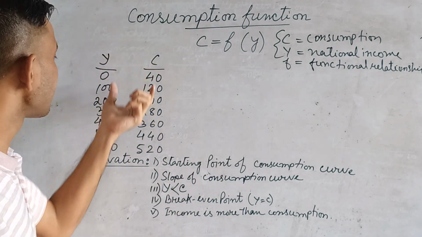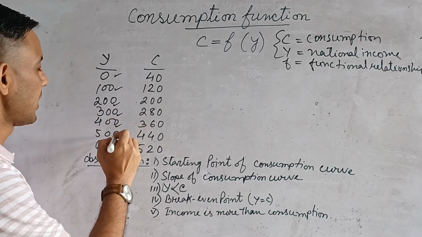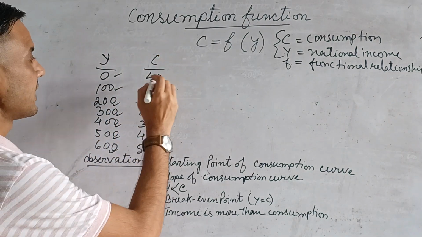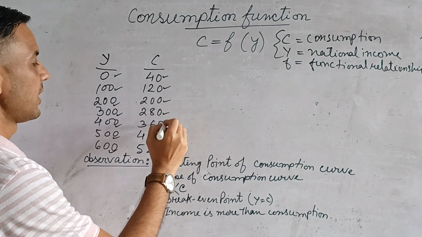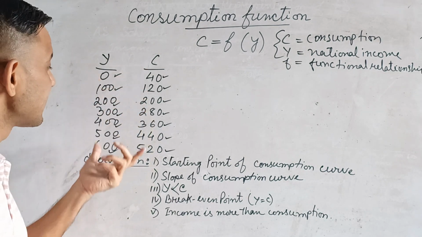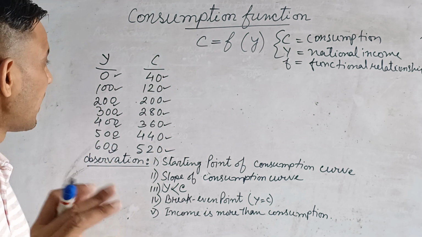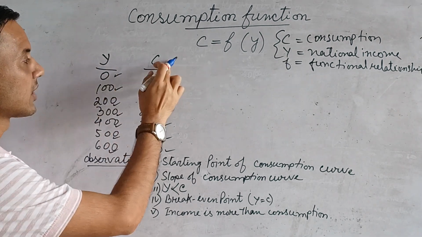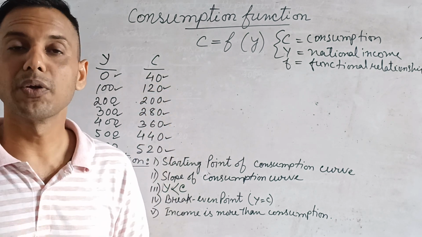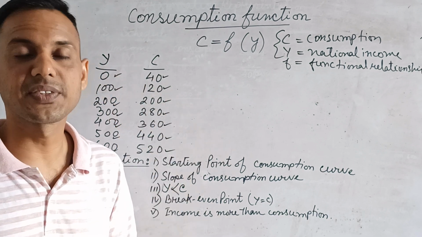So now you see this one. Suppose we have assumed income is 0, 100, 200, 300, 400, 500 and 600. So at this income level, suppose your consumption is 40, 120, 200, 280, 360, 440 and 520. So now these data we can represent in a diagram to find the consumption curve. One thing you see here, when income is 0, then consumption is positive. In our previous video we already discussed that this is called what? Autonomous consumption. And the savings at this 0 level of income is called the dis-savings.